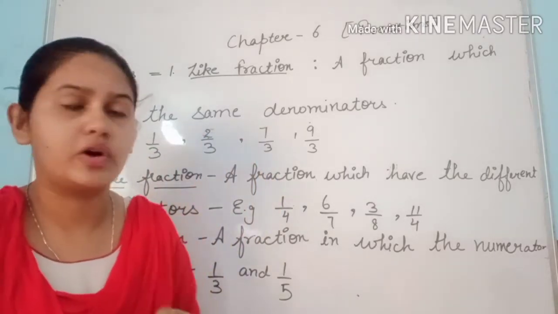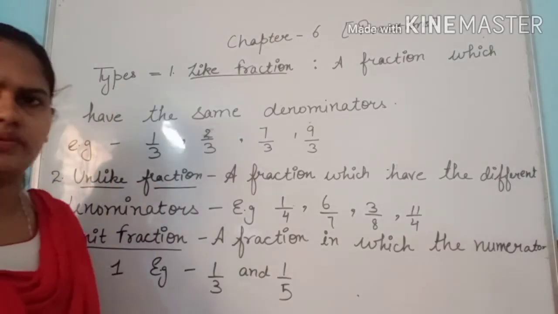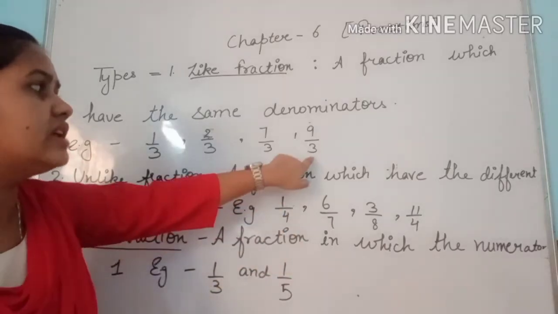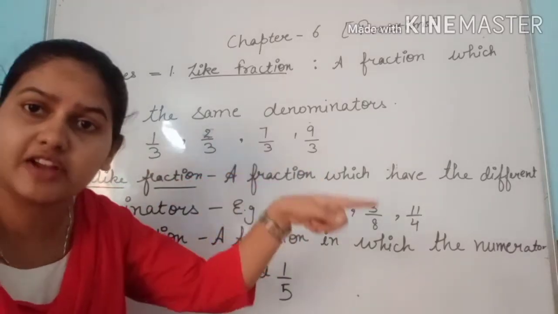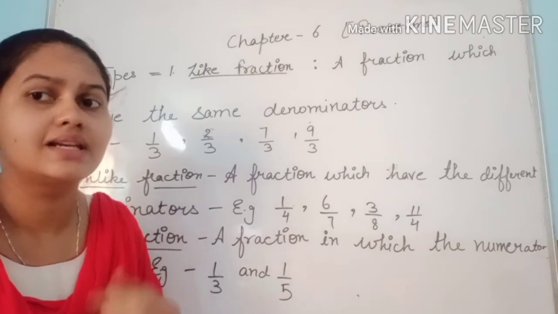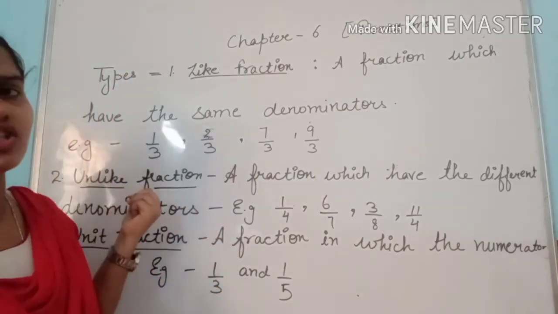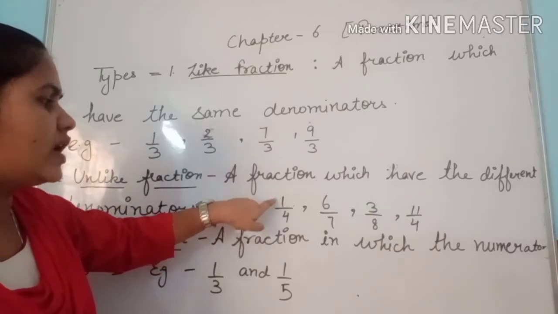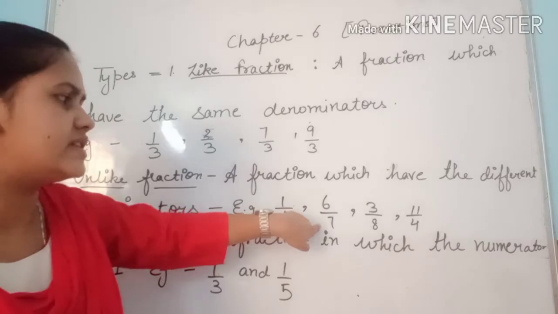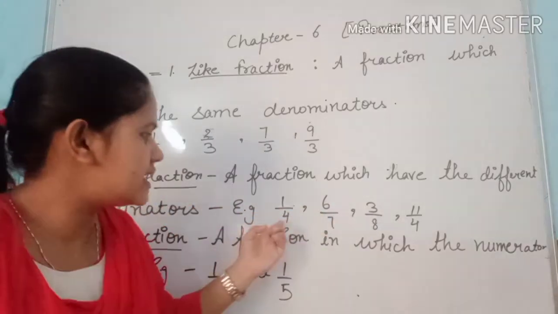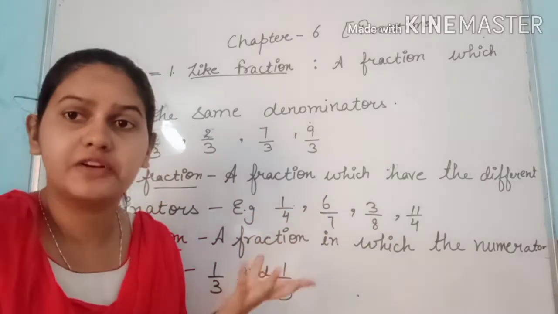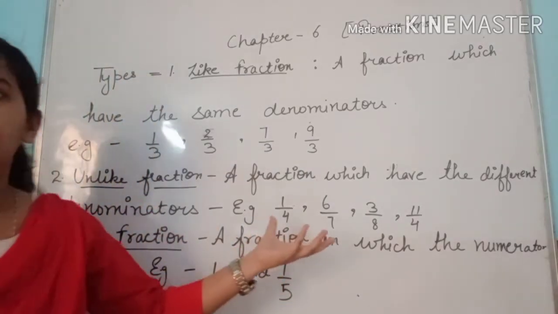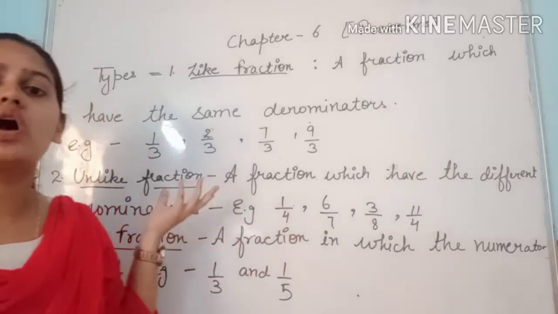Come to the second point. Unlike fraction: fractions which have different denominators, which means the lower part is different from the other fraction, are known as unlike fractions. Okay students, so you can see examples given here like 1/4, 6/7, and 3/8. You can see easily they have different denominators. So students, this kind of fraction is called unlike fraction.